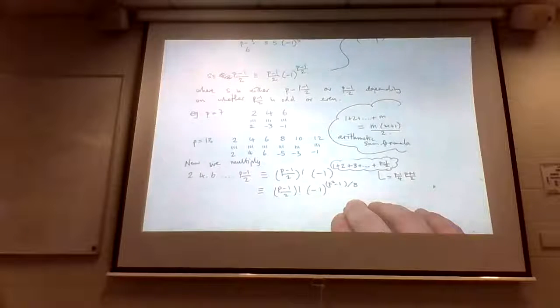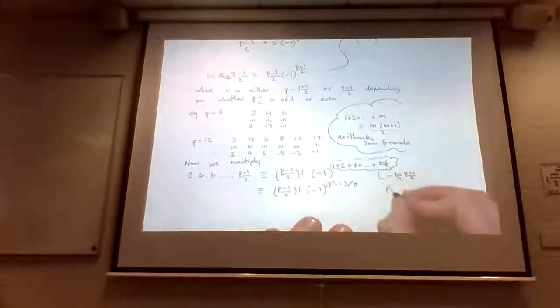Okay. All of these congruences, of course, are modulo p.